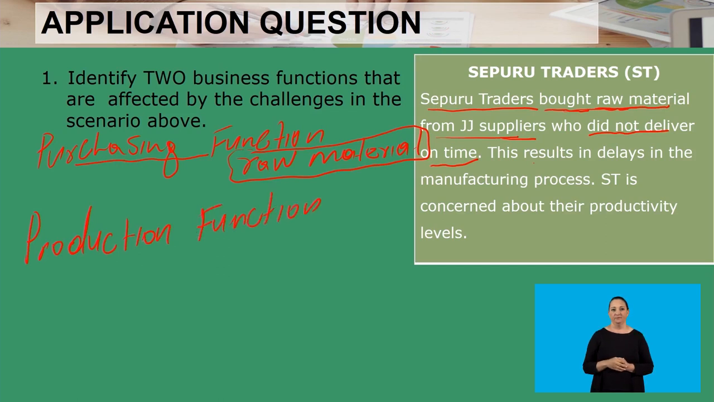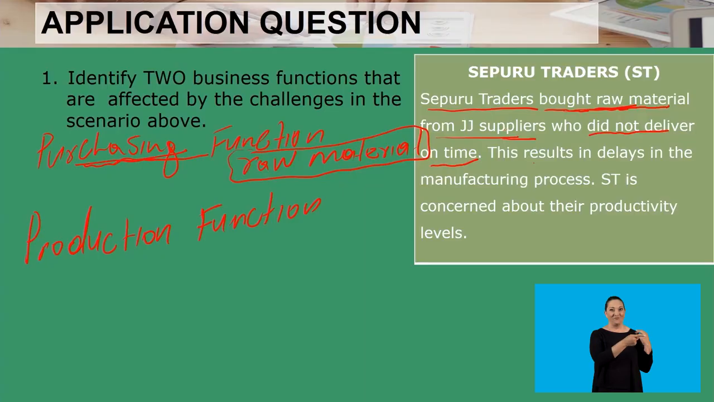Now, this is the production function. So the two functions now that are affected is the purchasing function and the production function. And maybe you would ask yourself, what led to the challenge? Which function caused the challenge? So the purchasing function caused the challenge because it means they did not buy from a reliable supplier.